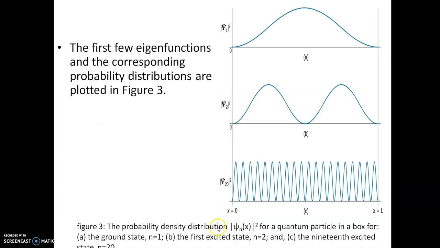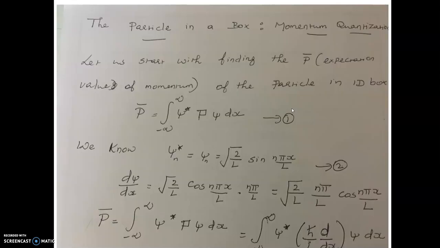This is the probability density curve corresponding to the ground state, first excited state, and 19th excited state. You see, if it is the ground state, we have one hump like this, and if it is the first excited state, you will be getting two humps, and if it is the 19th excited state, we will be having around 20 humps like this. This is the probability density distribution curve.